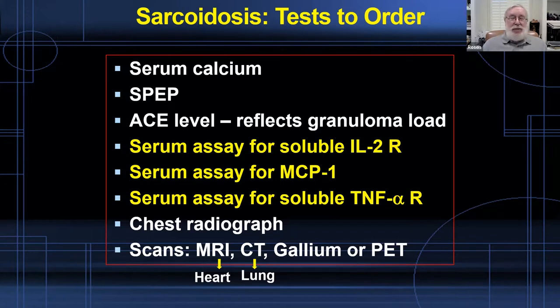Gallium scan used to be done. It's now been replaced with a PET scan. That might be another thing to do to look for foci of sarcoid. Where is the disease and what might it be affecting?